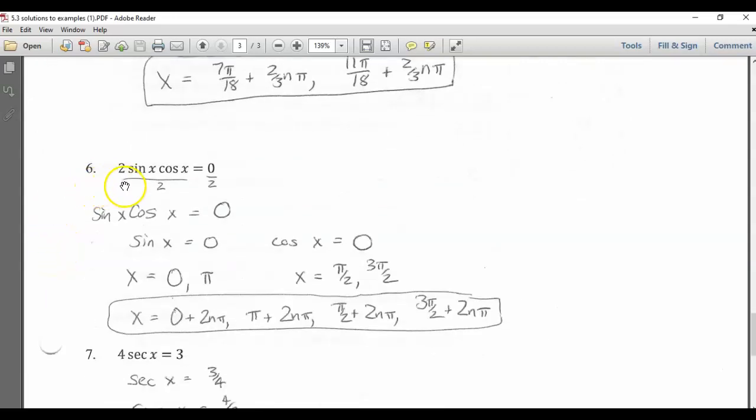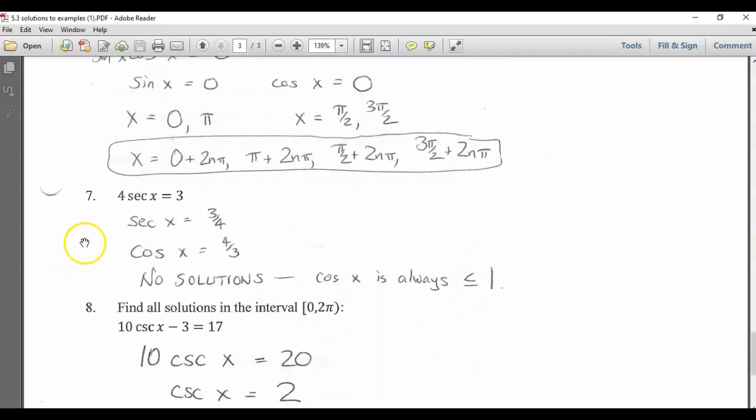Example number 6, 2 sine x cosine x equals 0. I can divide both sides by 2, and then again, that zero factor property, two things multiplied together equals 0, so one of them equals 0 or the other one equals 0, and we get our possibilities for x.